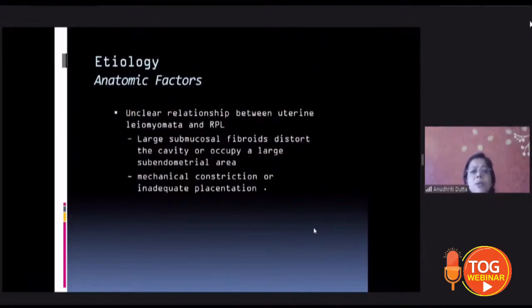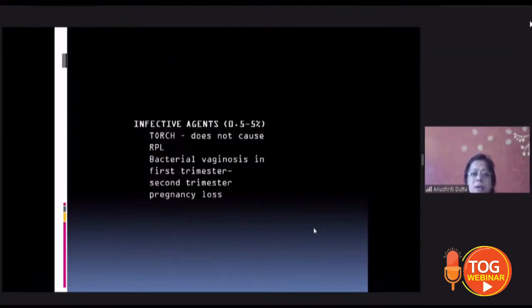Now, the relationship between uterine myoma and RPL is doubtful. But large fibroids definitely distort the uterine cavity, and they occupy a large subendometrial area. So there is a mechanical obstruction, or they may be affecting the placentation of the fetus. Now, infective agents: there is no role of TORCH, toxoplasma, or cytomegalovirus infection in the case of RPL. There might be a role of bacterial vaginosis caused by organisms like Ureaplasma urealyticum, which may cause second trimester pregnancy losses, but these are again doubtful.